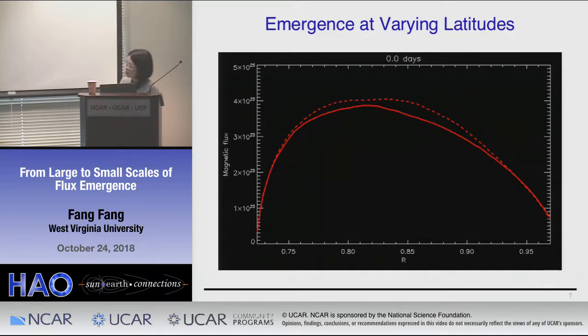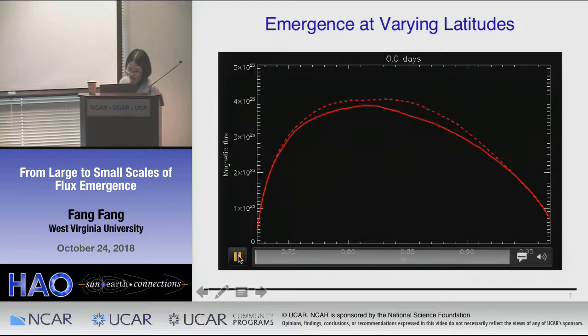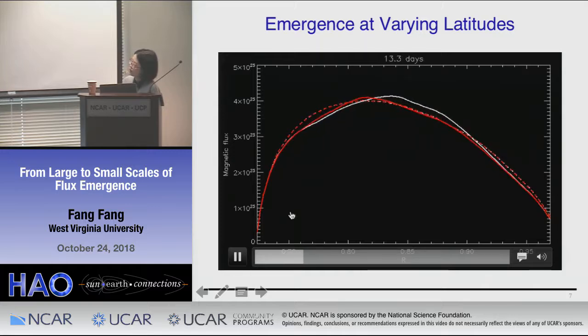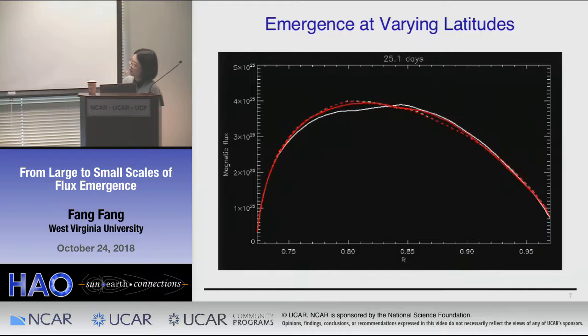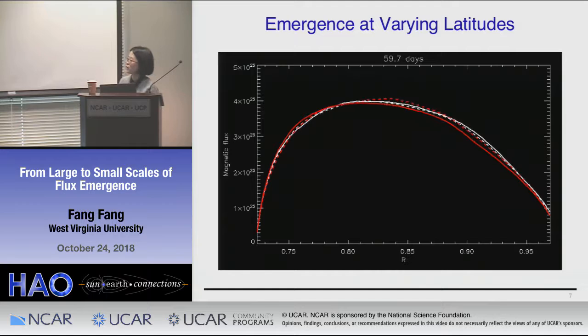And so here the red line is showing you the evolution of the lower latitude one, and the white line is showing you the evolution of the higher latitude one. So you can see that at higher latitude, the flux tube rises faster compared to the lower latitude one, and more flux gets transported to the top of the domain, whereas for the lower latitude, more flux is being stored in the lower part of the domain.